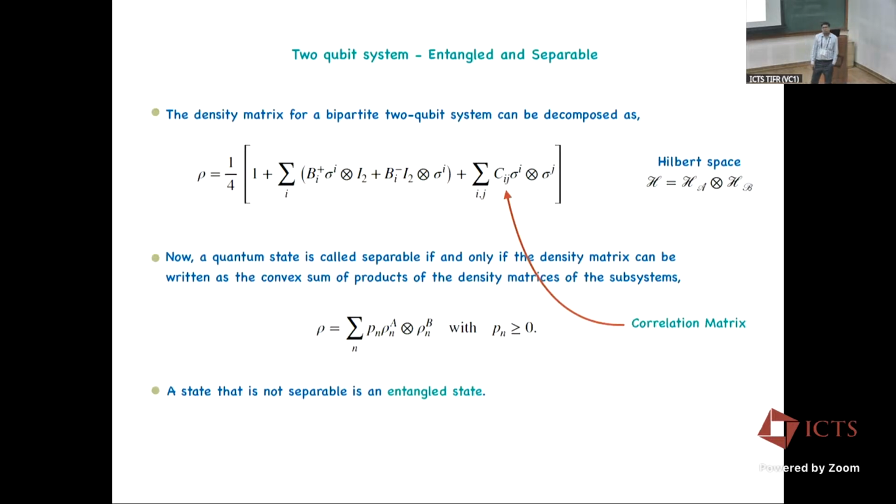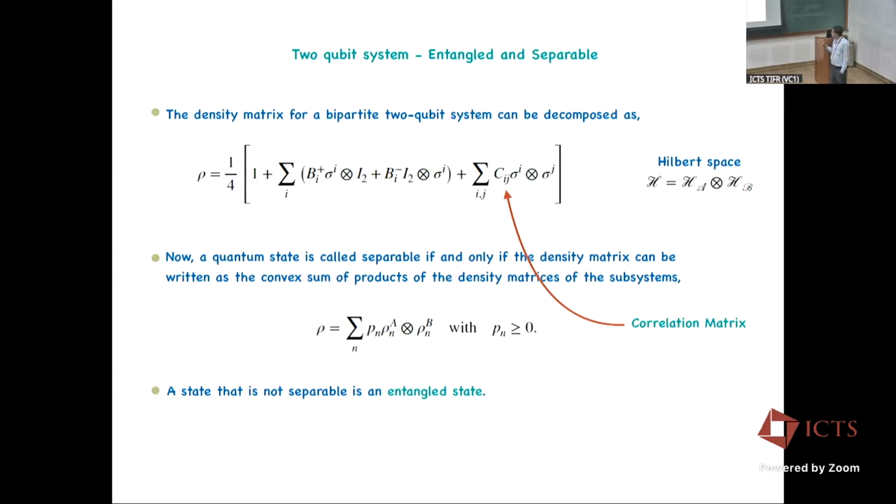Now, the question is, what is a separable state? So this is a 2 qubit system. The full system is 2 qubits, and I can think of an individual qubit as a subsystem of the full system. Now, how can I tell that this system is entangled or separable?